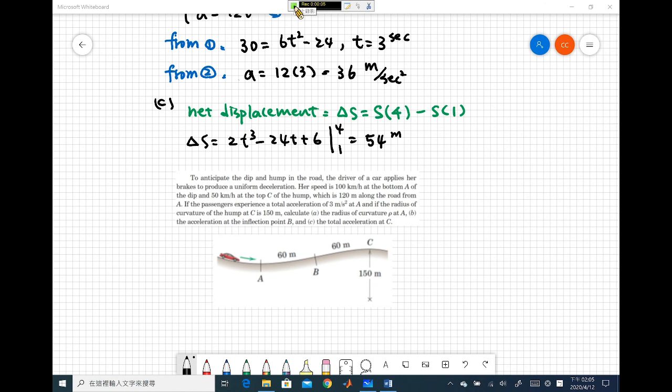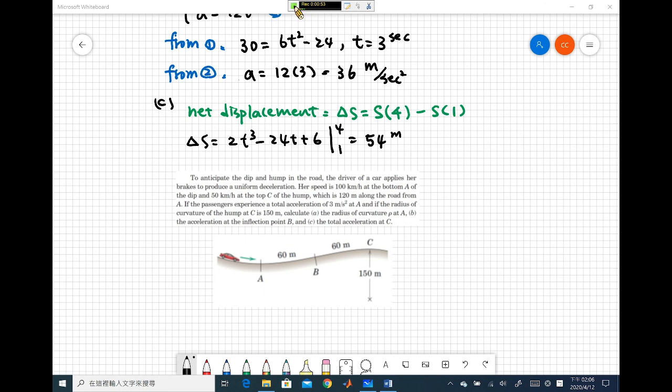All right, let's move on. So let's look at another example. Right now, we're looking at a driver driving a car, and she applied the brakes to produce a uniform acceleration. That means the a_t is always constant along the path. Her speed is 100 kilometers per hour at A, and 50 kilometers per hour at C, and the distance from A to C is 120 meters.